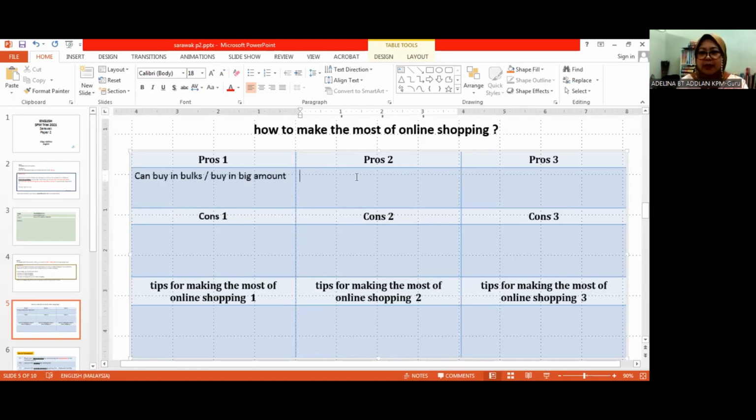Alright, the second one would be prices are cheaper. When you go to the third one, probably you say there would be a lot of variety. Let me make it a little bit simpler: variety of choices. Okay, variety of choices.